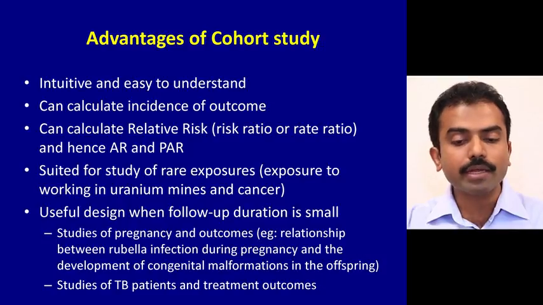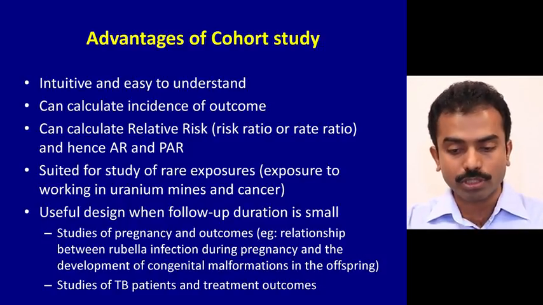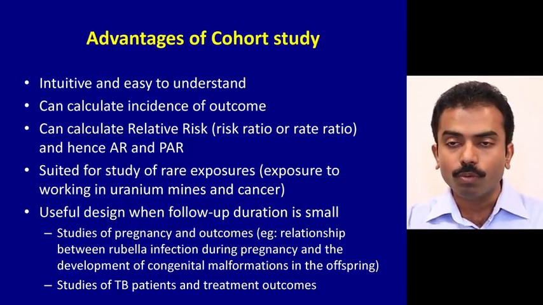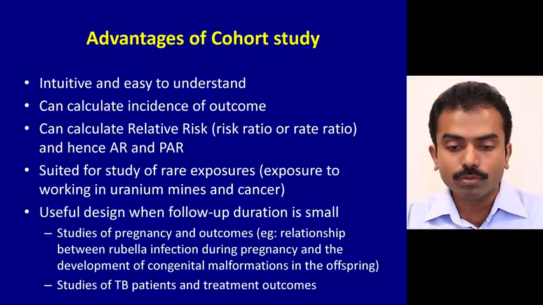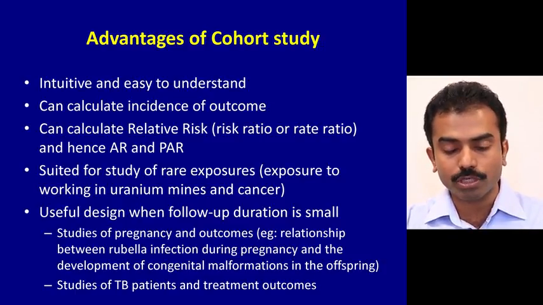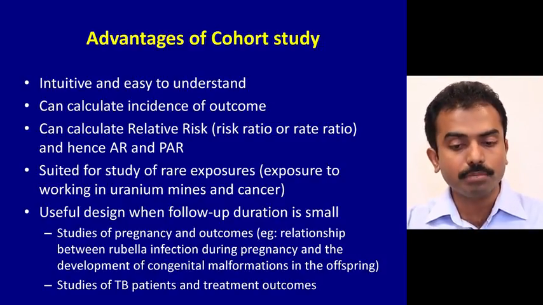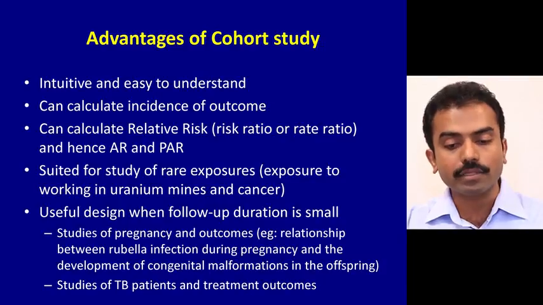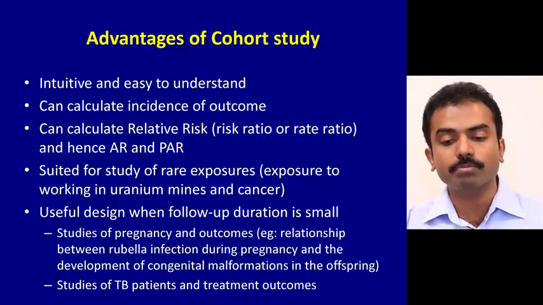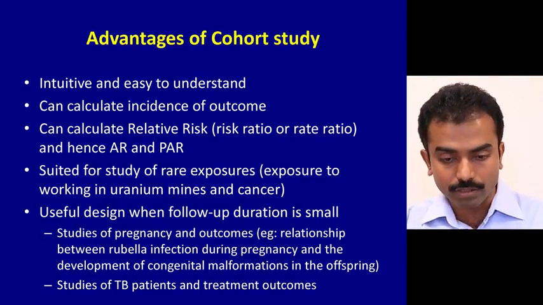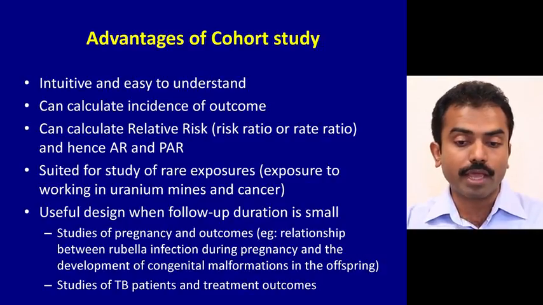And it is very, very well suited for rare exposures. For example, if you want to know what is the risk of cancer among people working in uranium mines, how many of you know who is working in a uranium mine? It's a pretty rare exposure. In which case you can go to a place where there are people working in uranium mines and put together a cohort, follow them up to find out what is the risk of cancer. So whenever an exposure is rare, cohort study is ideally designed for that.